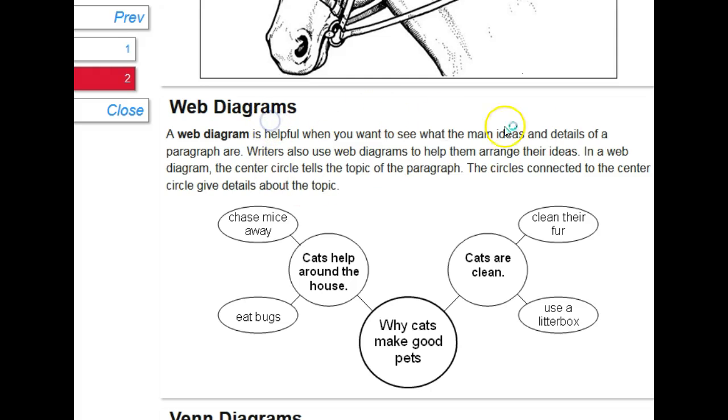A web diagram is helpful when you want to see what the main ideas and details of a paragraph are. Writers also use web diagrams to help them arrange their ideas. In a web diagram, the center circle tells the topic of the paragraph. The circles connected to the center give details about the topic.